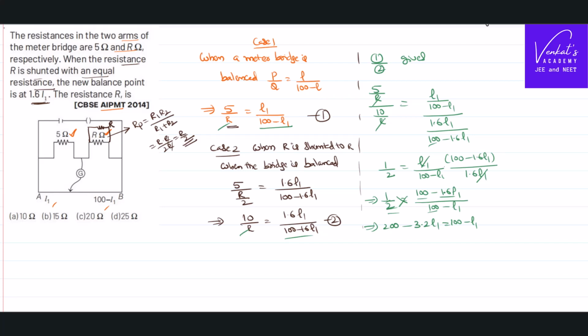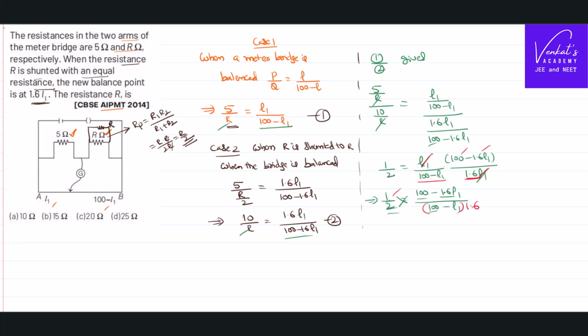Yeah, I missed one thing. Look at this carefully. L1 got cancelled, so what is remaining is 1 by 2 equals 100 minus 1.6 L1 by 100 minus L1 into 1.6. I forgot writing that 1.6. So, let us recalculate.